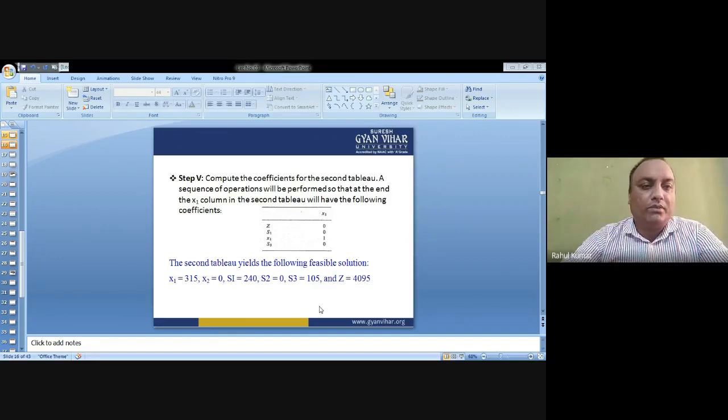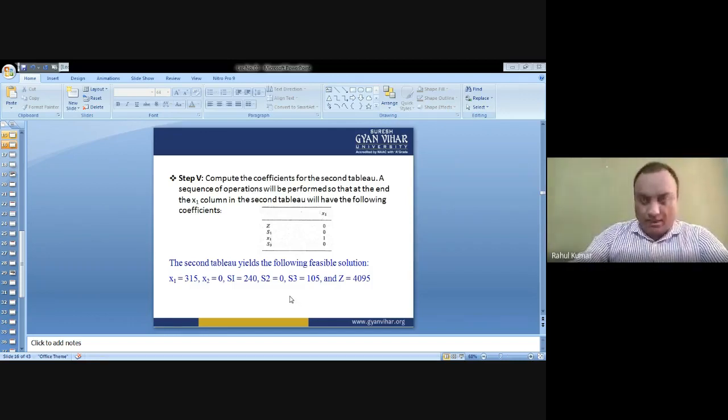This is the feasible solution for this case. So in this step, compute the coefficients for the second tabulation. A sequence of operations will be performed so that the x1 column in the second tabulation will have the following coefficients. The second tabulation gives the following feasible solution: x1 equal to 315, x2 equal to 0, s1 240, s2 0 and s3 105, and Z equal to 4095. This is the feasible solution of this question, right?